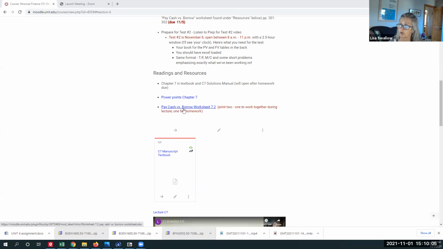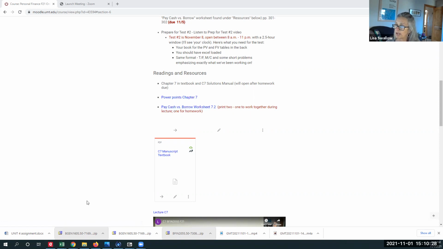One is you need to have the worksheet in front of you. And I said print two, one to work together during this lab chat and one for the homework. And then also you need to have Excel up because we're going to practice getting the payment like we did during the lecture. So if you would please go ahead and just have your worksheet in front of you so that you can fill it out.